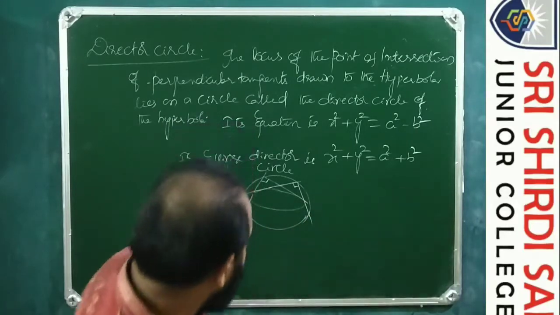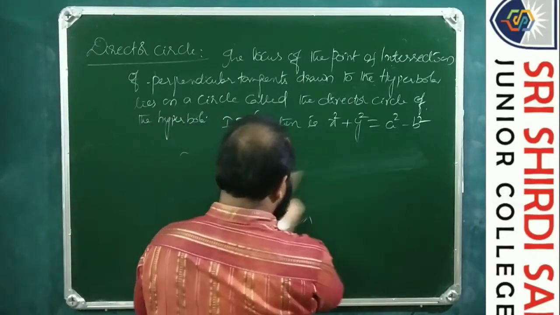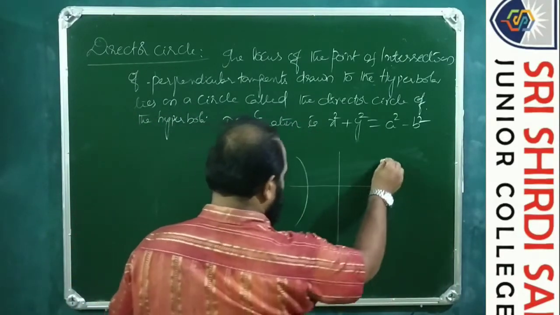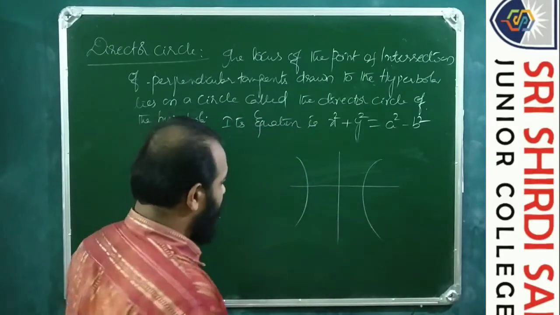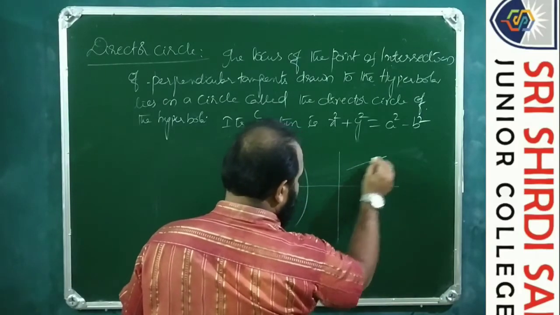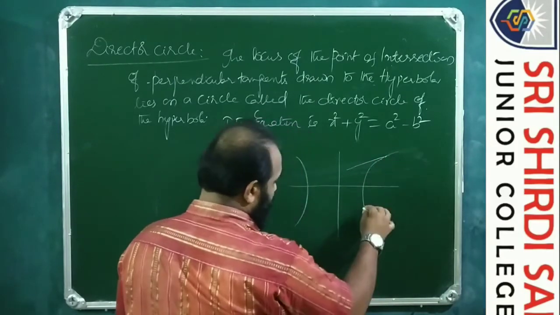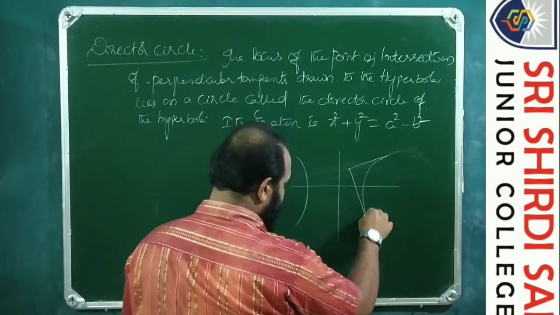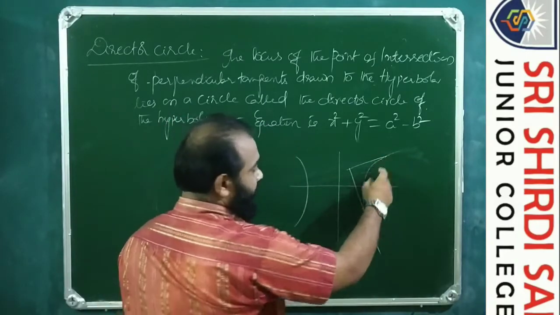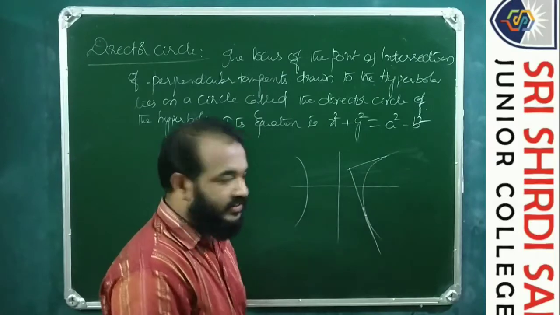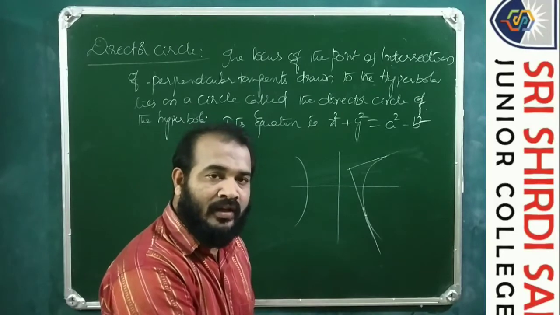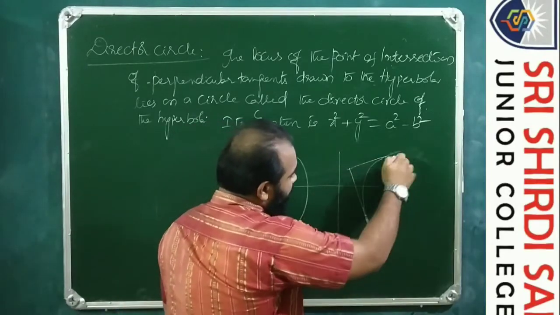And now here for the hyperbola, this is the hyperbola, and let us suppose that this is the tangent for this hyperbola and this is the tangent for this hyperbola. See, both are tangents. What is the tangent? The line which touches the hyperbola at one point is said to be the tangent. So this line is a tangent.